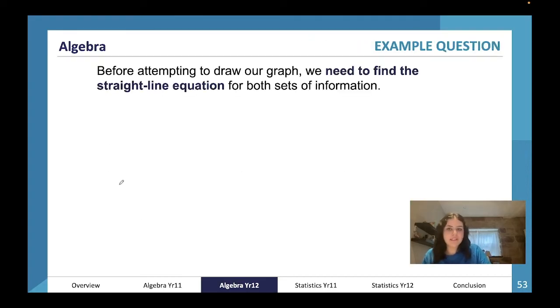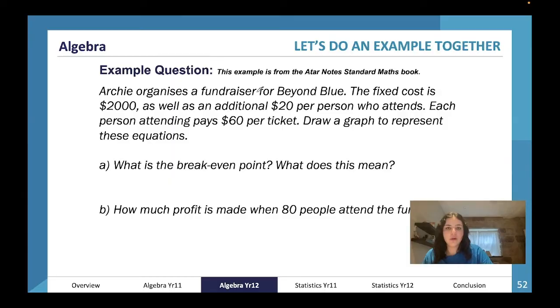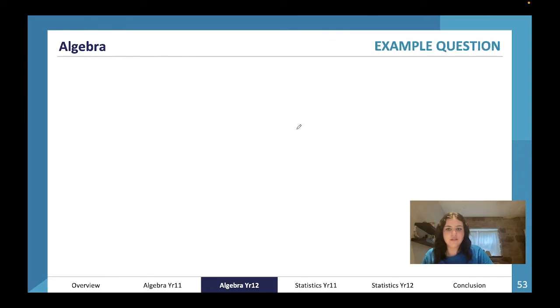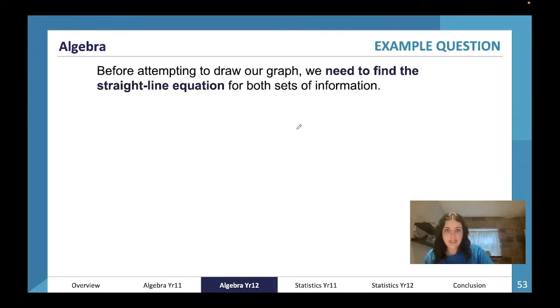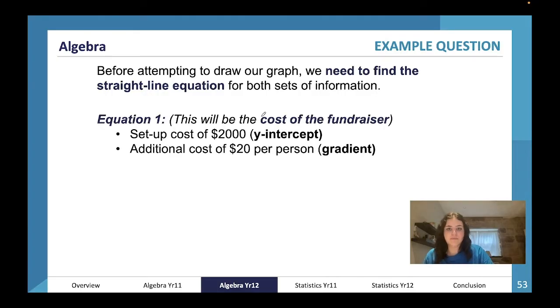So before we even attempt to draw our graph, we're looking at the fixed cost of $2,000, an additional $20 per person who attends, and each person is going to pay $60 to attend. We need to find the straight line equation for both sets of information. So we're going to write out two equations.